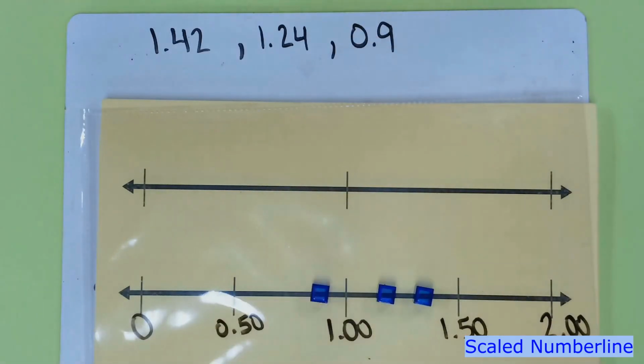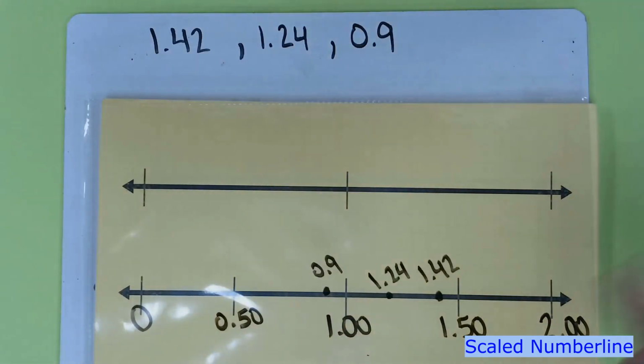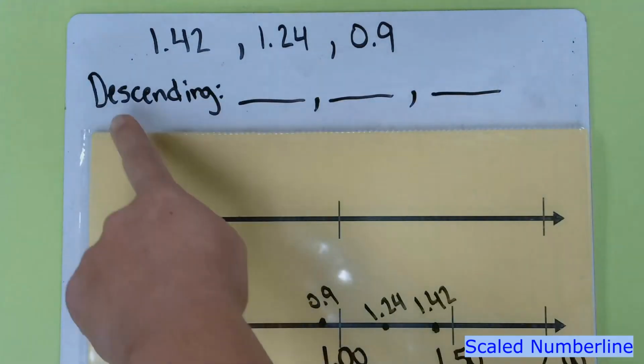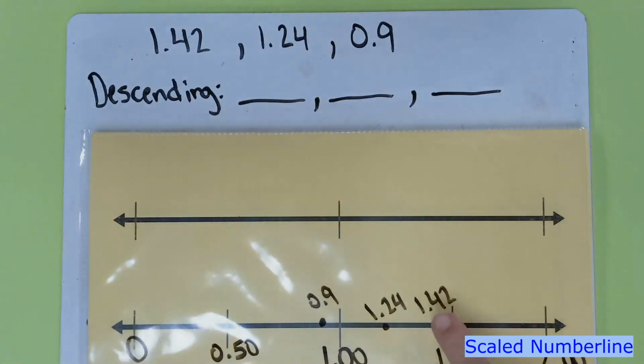This activity would also work on a vertical number line, as students might have an easier understanding of greater than, less than, looking at numbers vertically.